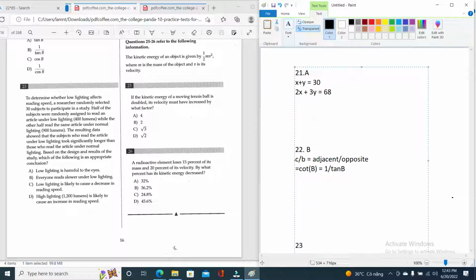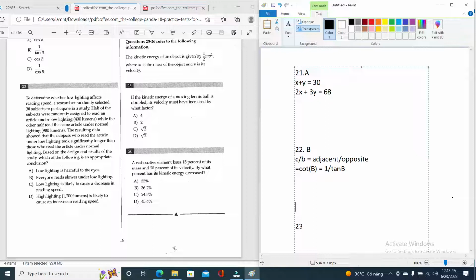B: Everyone reads slower on the low lighting. Alright, this seems pretty good, but there's no evidence that this is 100%, because they just took significantly longer, but not everyone is slower. The resulting data show that the subjects who read the article on the low lighting took significantly longer. That's not all of them, okay? Not everyone. So I don't think B is correct either. So C and D are left.